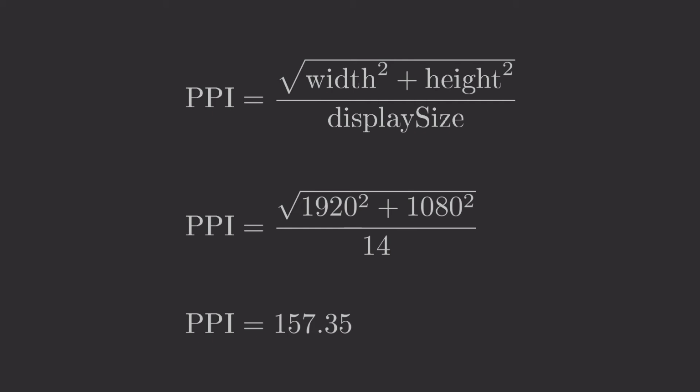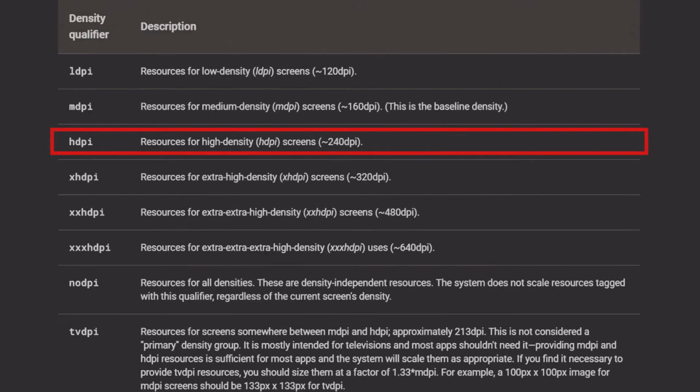1920 by 1080 pixels. This gives me 157 pixels per inch, which is a median pixel density, according to the formula. Still, a high pixel density is at least 240 pixels per inch, according to Android's documentation. Apple's Retina monitor is usually a high pixel density screen. Still, most of our TV displays and our monitors are not.